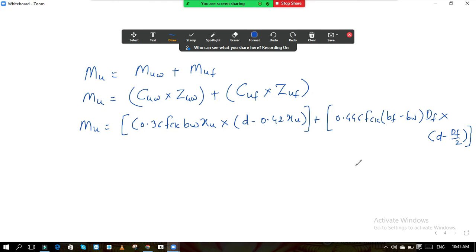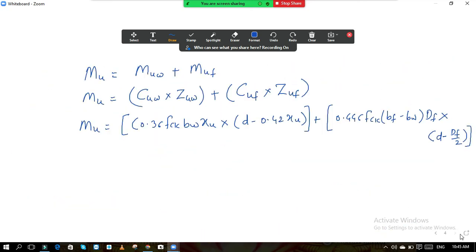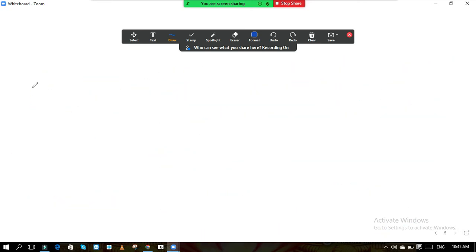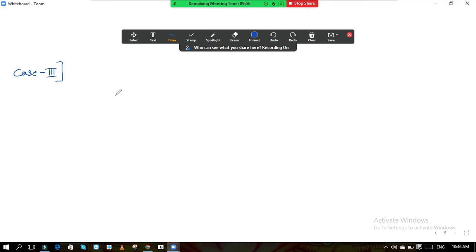Okay, in case 2, when your XU is greater than DF and DF is less than 0.43 XU, these are all the formulas for case number 2. I hope you have written down the notes and also taken the screenshots. So now we will move to the next case, that is the last case, case number 3. Three cases are there. First we have already seen in the last lecture. Now we have seen case number 2. Now we will move to case number 3.